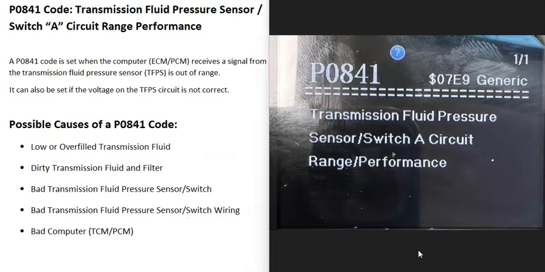So today I'm talking about a P0841 code, what it is and how you go about fixing it. And so what is a P0841 code? Well, it's a transmission fluid pressure sensor switch A circuit range performance. And so what does this mean?